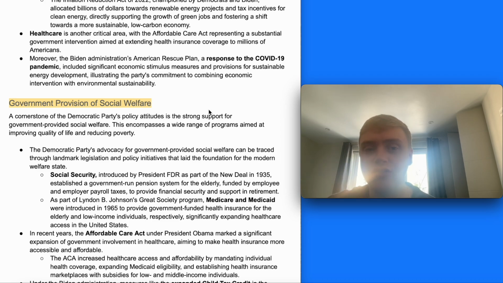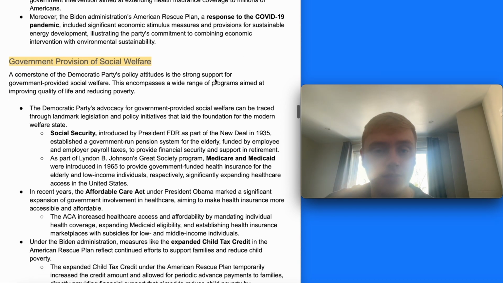at extending health insurance coverage to millions of Americans, particularly low-income Americans. Whilst Biden's American Rescue Plan, a response to COVID-19, included significant economic stimulus measures and provisions for substantial energy development, illustrating the party's commitment to combining economic intervention with environmental sustainability.